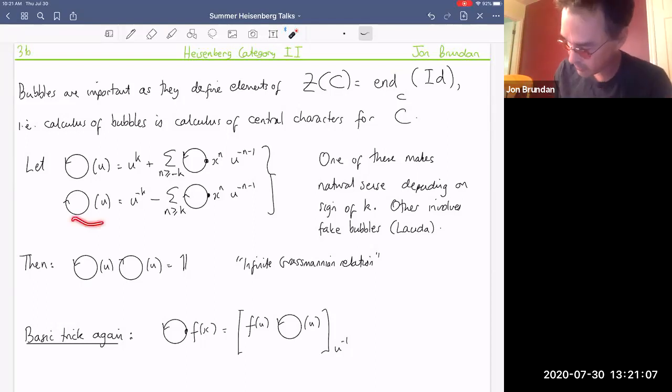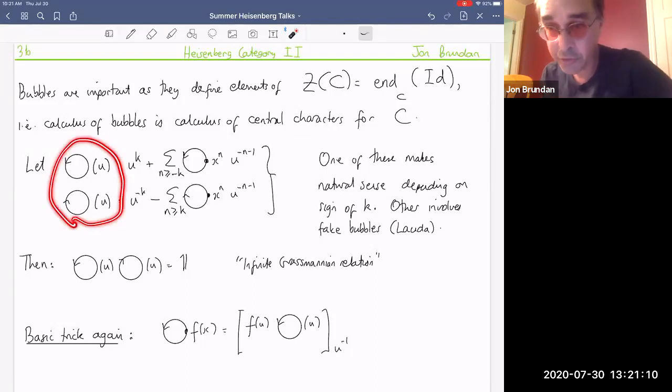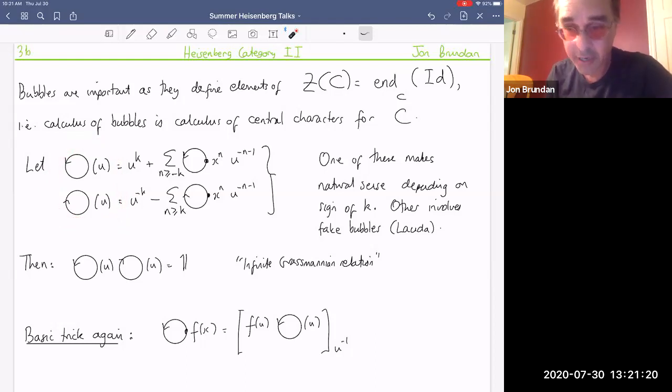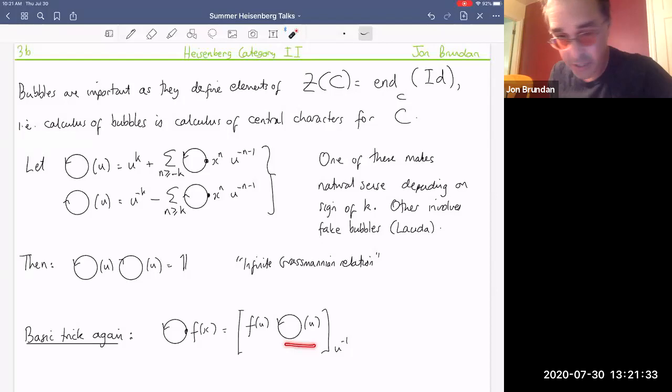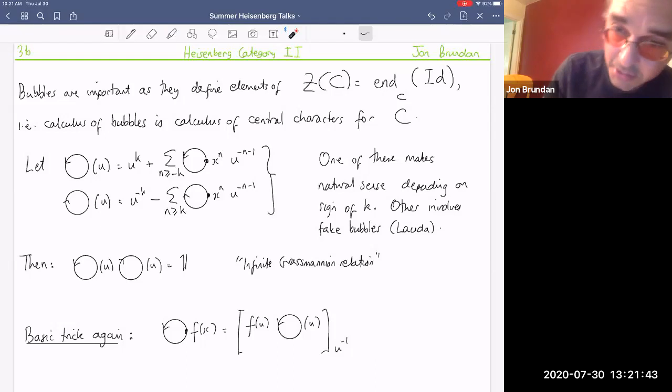So that gives us these generating functions for dotted bubbles. They're super important because that's going to be our calculus of central characters of our category C that we're acting on. And that same basic trick, that trivial fact about power series that I told you on the previous slide, for these dotted bubbles, says if you have a bubble labeled by f of x dots, you can calculate that by taking this generating function, bubble of u, times f of u, and then calculating the u inverse coefficient of that expression.